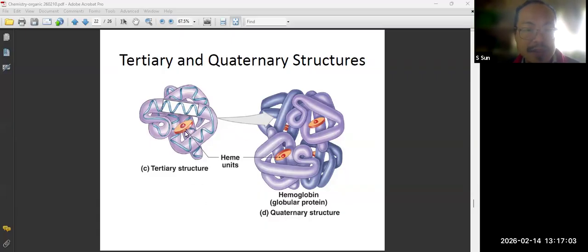Like this one, a single peptide can go up to only tertiary structure. If you want to construct a quaternary structure, you need to have two or more peptides, or amino acid polymers, together. So that's that.